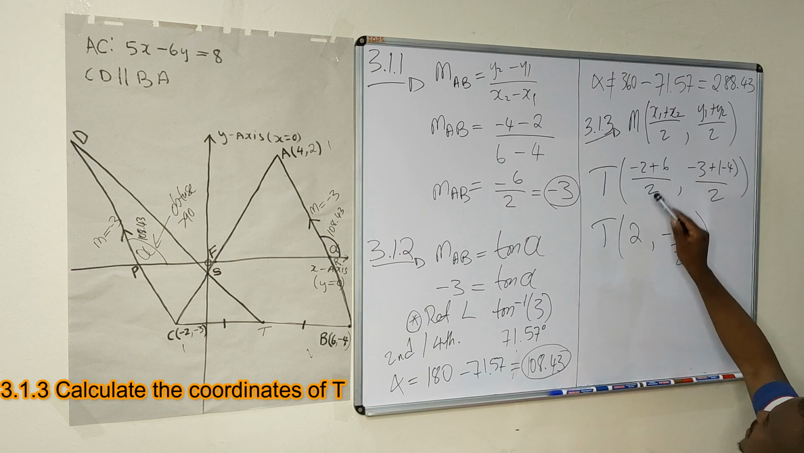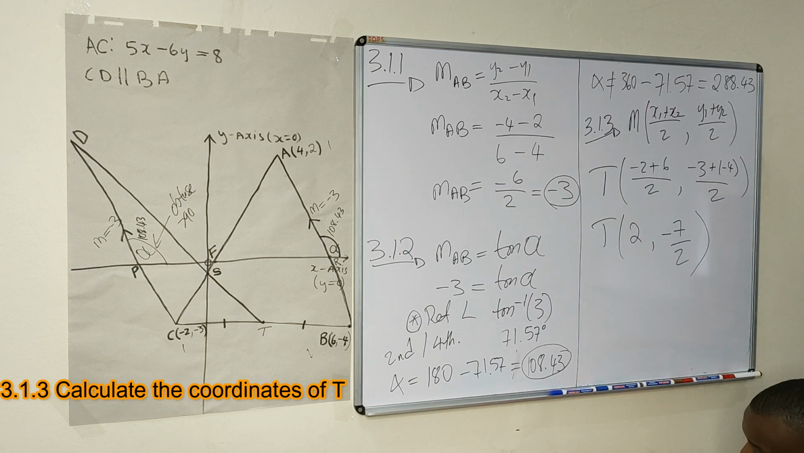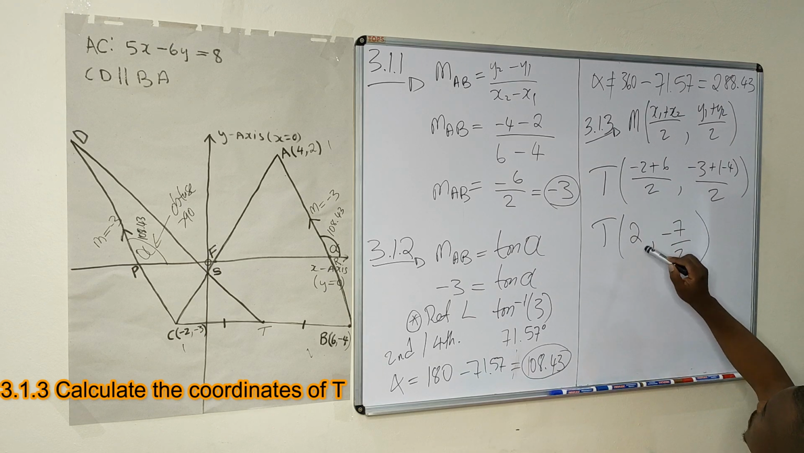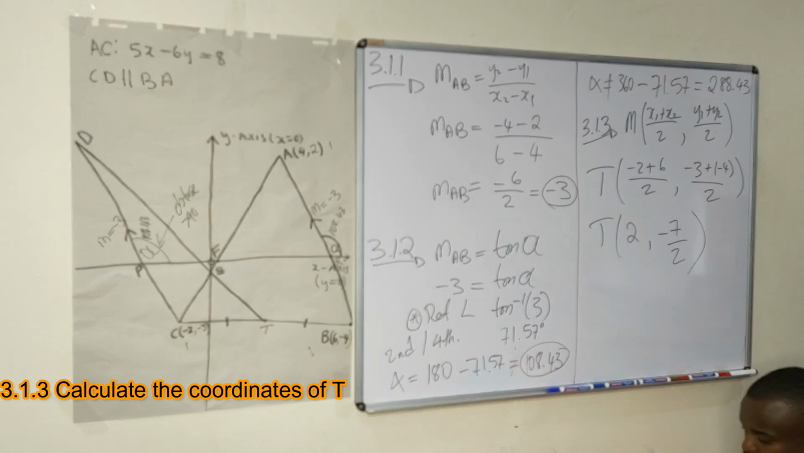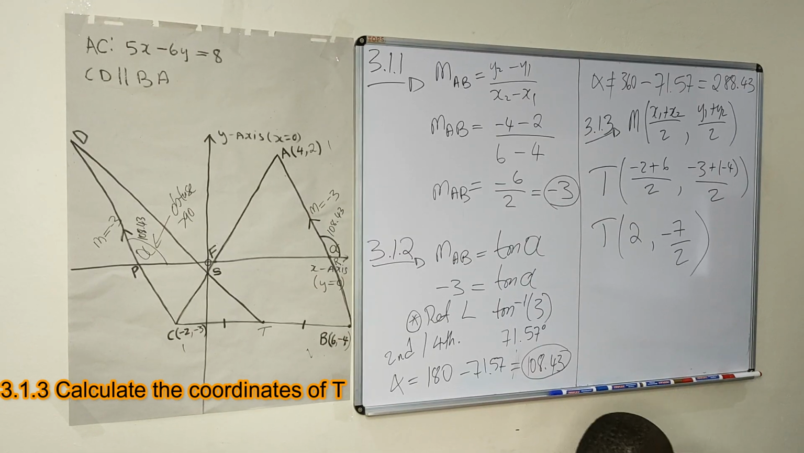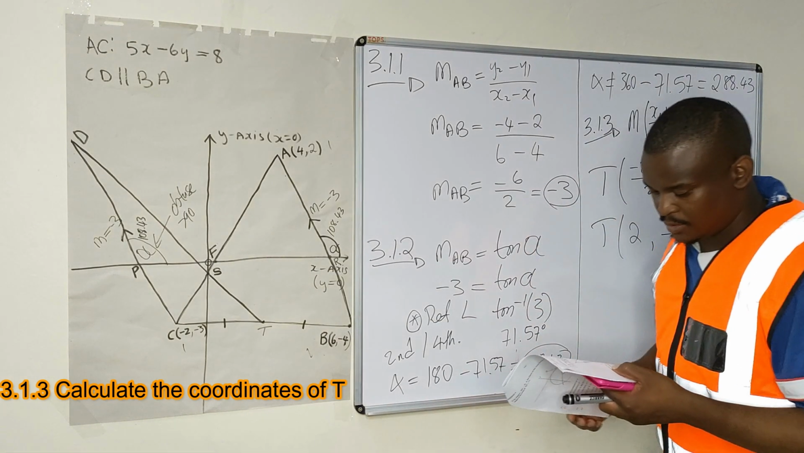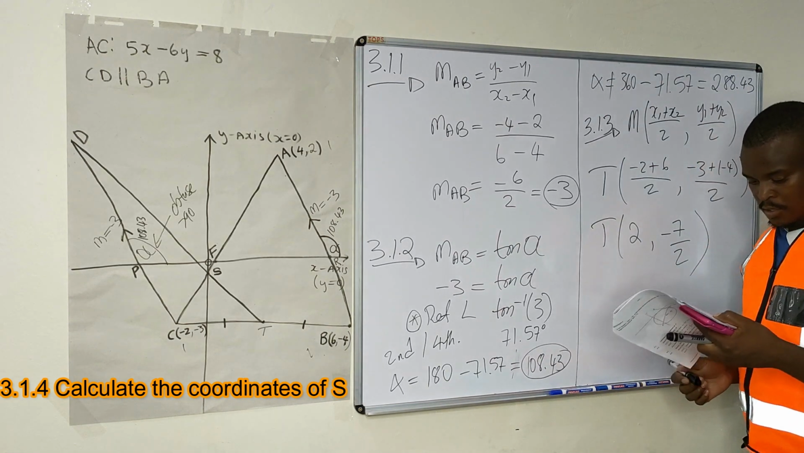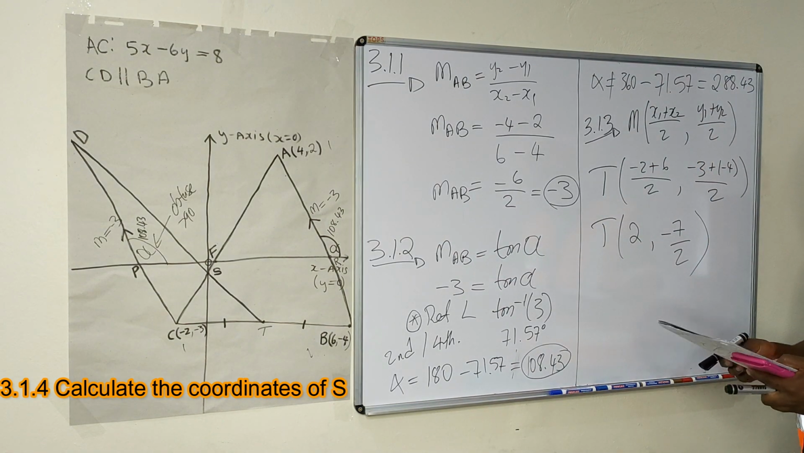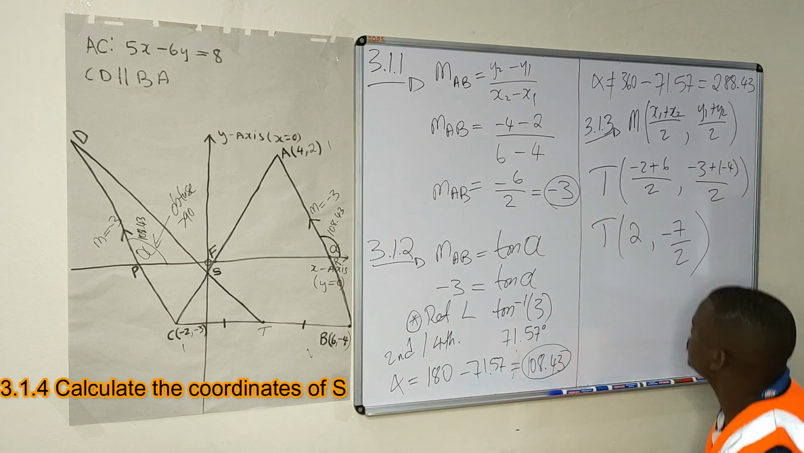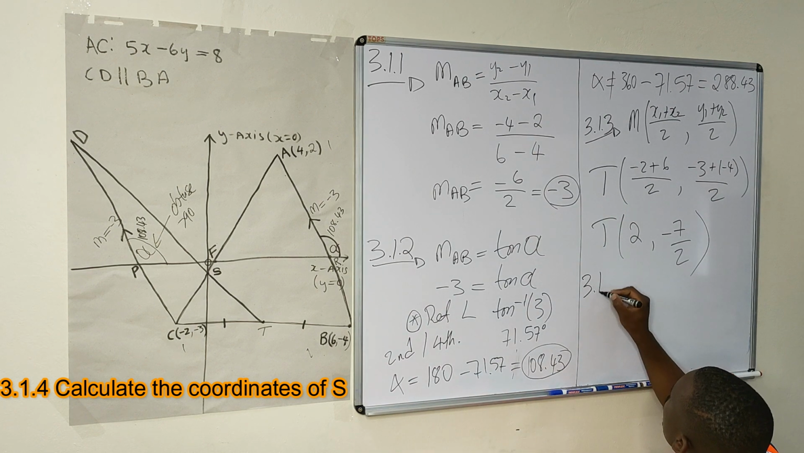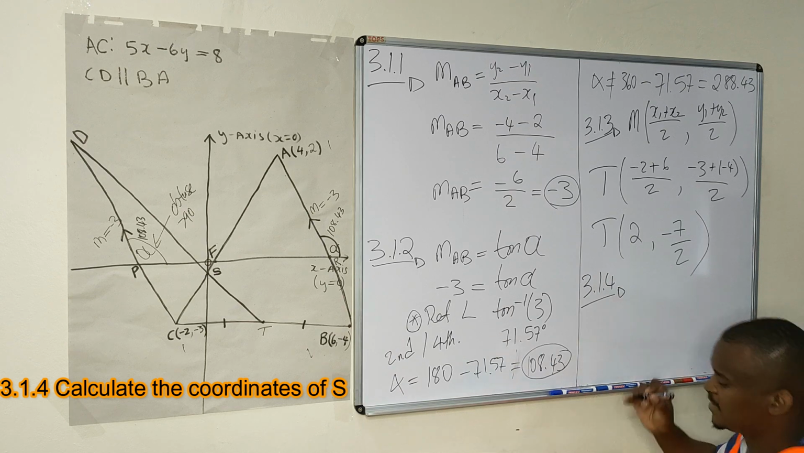You just add this and this, which is minus 4 plus 6, that's 4, then divided by 2, that's 2. This and that is minus 7, divided by 2, minus 7 over 2. Those are the coordinates of T. You are done with this. So you go to 3.1.4. What are they saying?